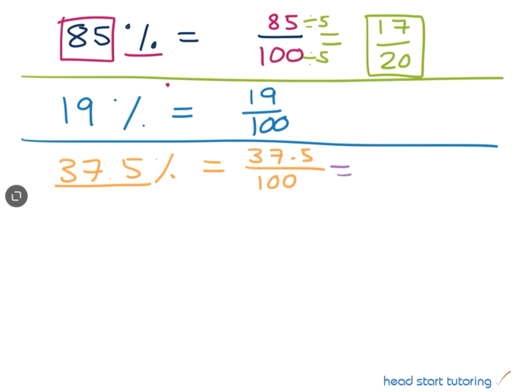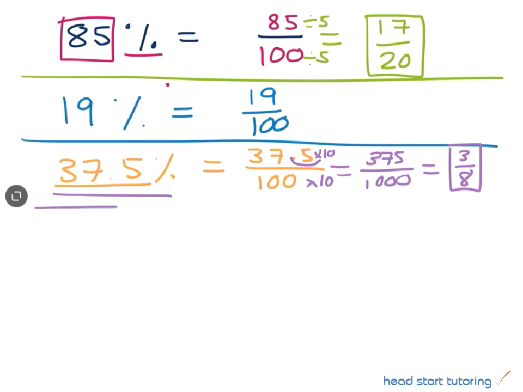It is difficult to simplify when we are working with decimals in our fraction. So what we'd like to do is multiply both our numerator and our denominator by 10 so that we end up with whole numbers. So 37.5 multiplied by 10 will give us 375, and 100 times 10 will give us 1000. So we end up with 375 over 1000. We can divide both our 375 and our 1000 by 125 to get a simplified answer of 3/8. So 37.5% as a simplified fraction is 3/8.